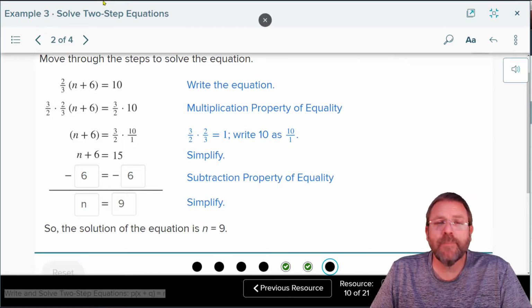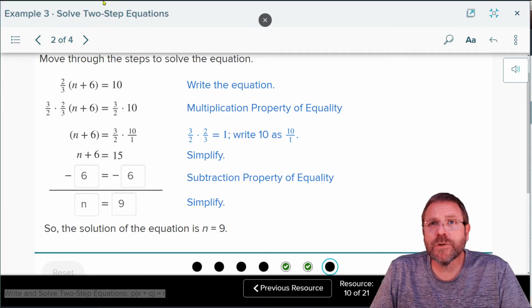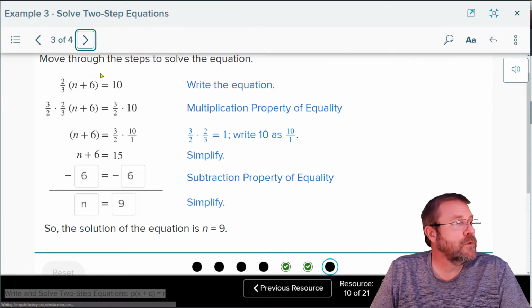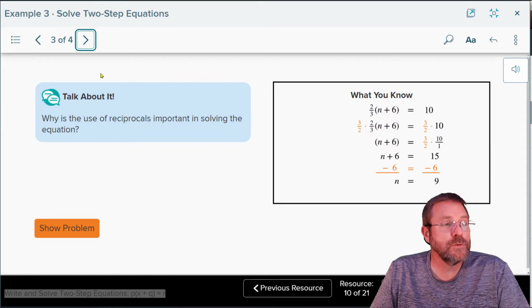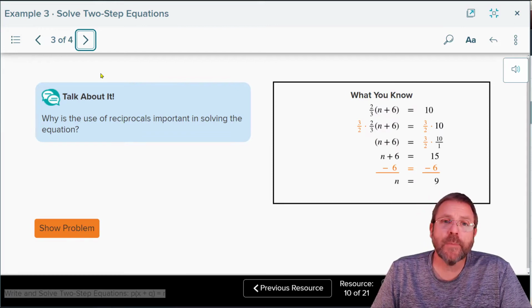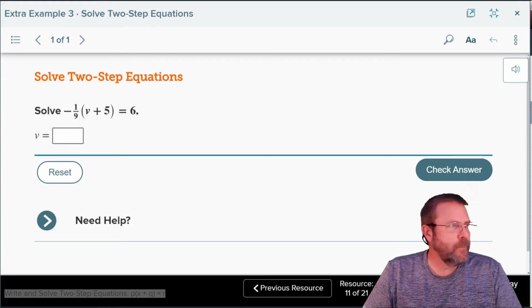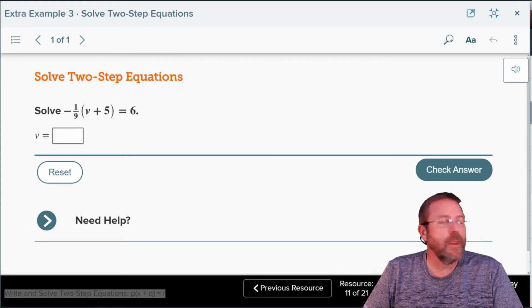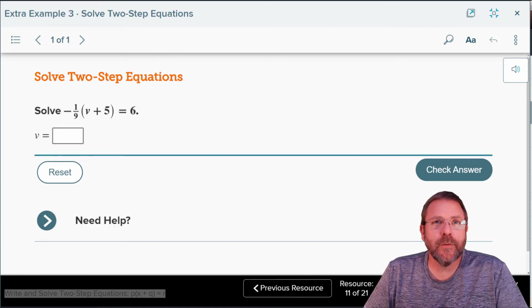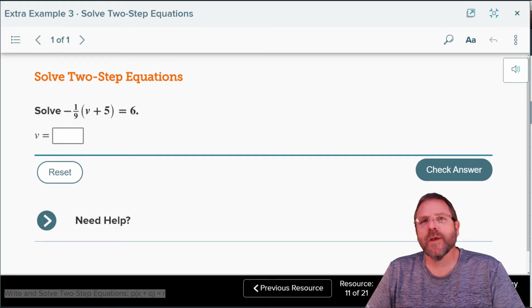That works great. Probably not what I would have chosen if I was doing it. I would have chosen to use the distributive property approach, but there's nothing wrong with the option that they chose there. And now it's going to be your turn once again. Go ahead and solve this problem, work it out, and if I was you, I would do what they did on this one. I'd go ahead and divide both sides by the negative 1 over 9, also known as multiplying both sides by the reciprocal.